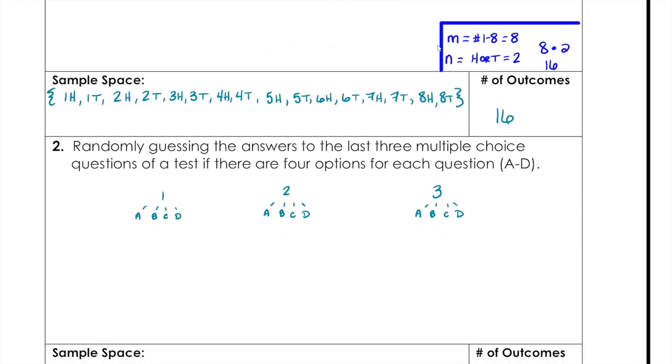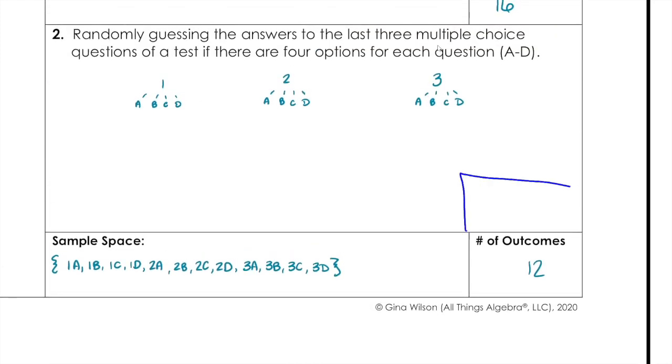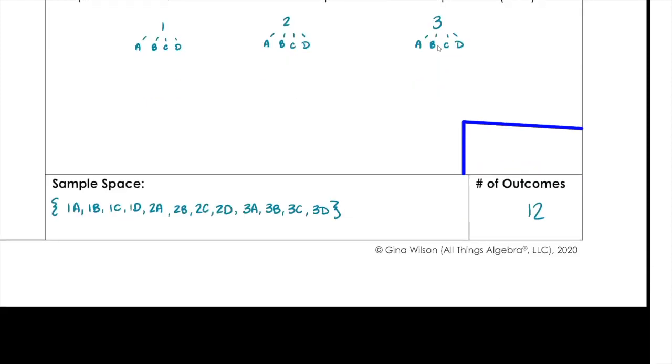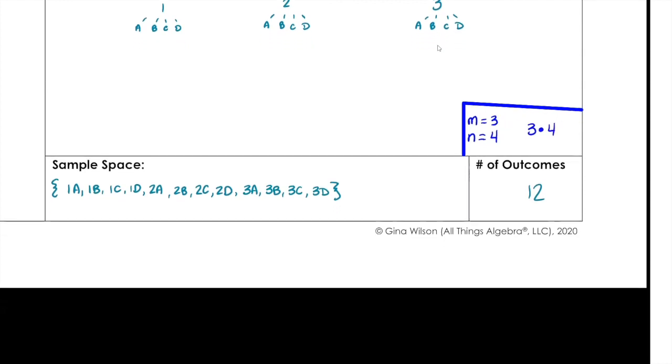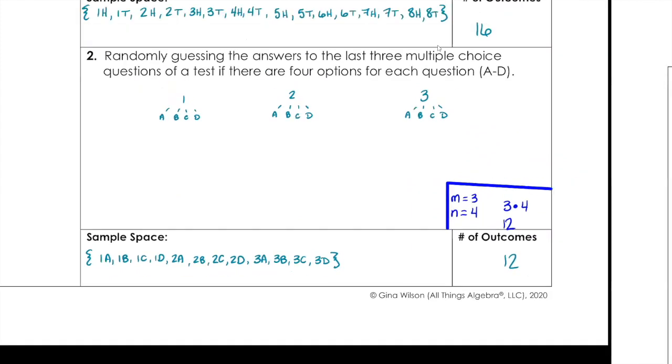Same thing for number 2 we did together. Let's make a little handy dandy extension of our outcomes box. Okay. M was 3 questions. N was 4 possible answers. So if we multiply the 2 together, we get 12. Just like the number of outcomes we got from the tree.